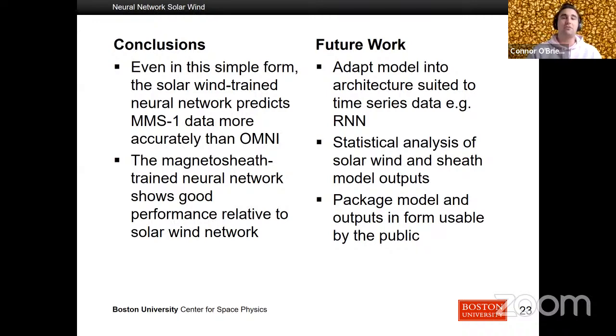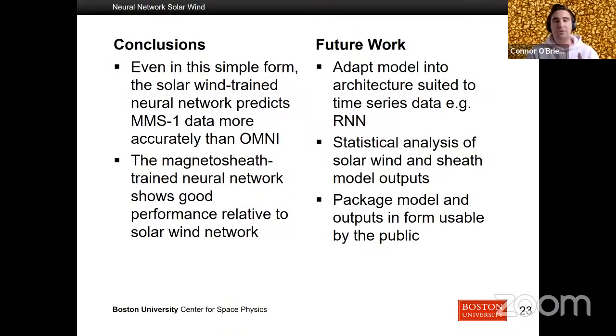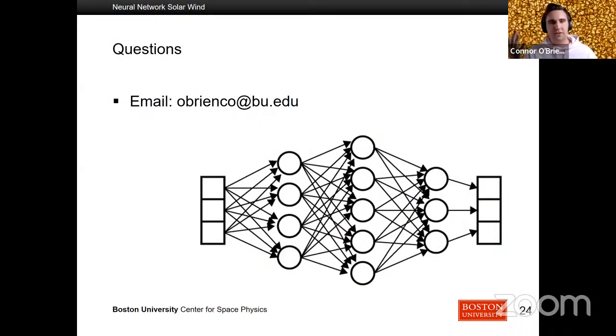Furthermore, I want to do some statistical analysis of the outputs of these models so that we can actually do physics, right? One thing that I think would be very interesting is to compare the solar wind and sheath model outputs to investigate shock processing in a statistical sense. And furthermore, to package this model and its outputs in a form usable by the public, so that we can all benefit from this and use it as a wonderful tool. And with that, I'll take questions.